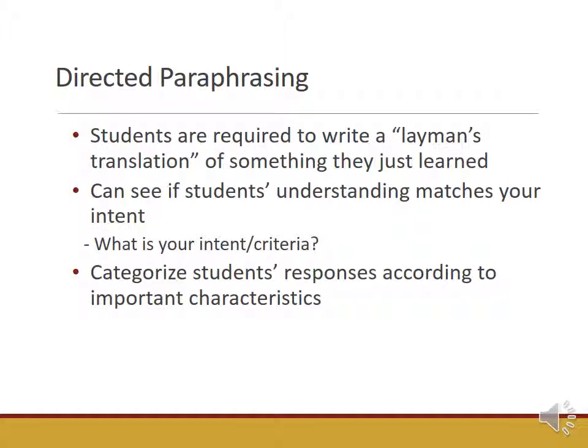All right, so directed paraphrasing. I had a biology teacher that loved this. This is where you're supposed to be writing a layman's translation of something. I gotta tell you that trying to write a layman's translation of mitosis did not go well for me. So just be aware that this does not work for everything.